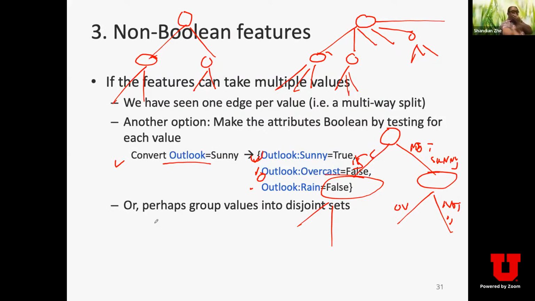Yeah, if you convert it into binary features, you're doing the same thing, right? If you look at Outlook, if I convert it into a binary feature and partition all the examples into two sets, one set where the outlook is sunny, the other set where the outlook is not sunny, but it could be mixed, containing both overcast and rain examples, it still has positive labels and negative labels, and you can still compute the entropy. It's nothing to do with the particular attribute values it has.